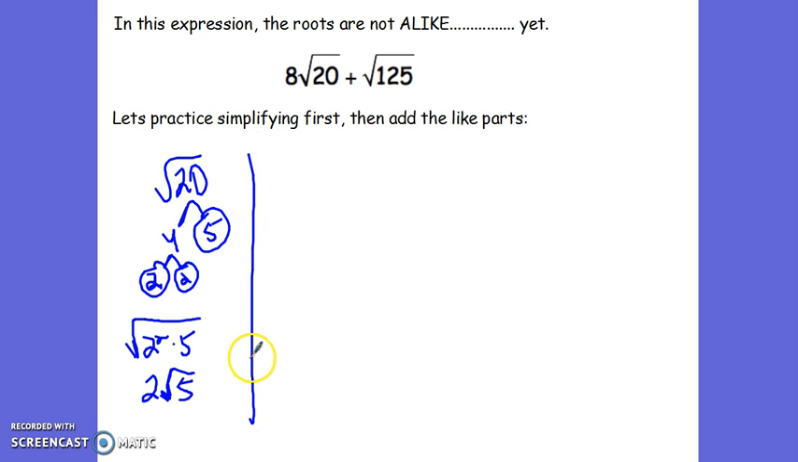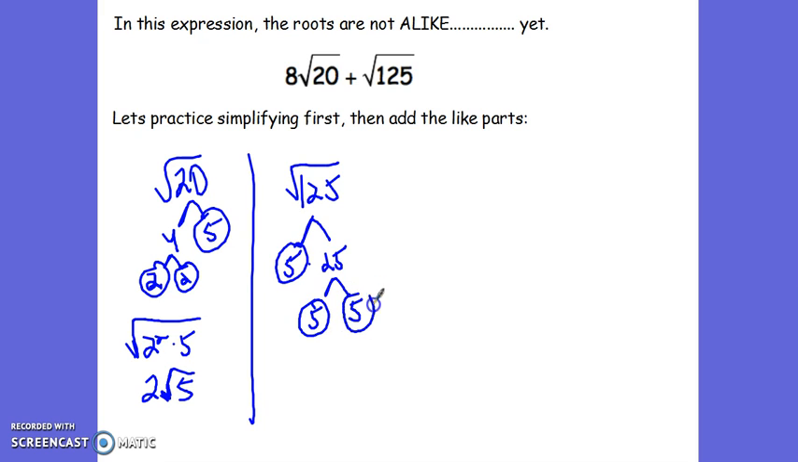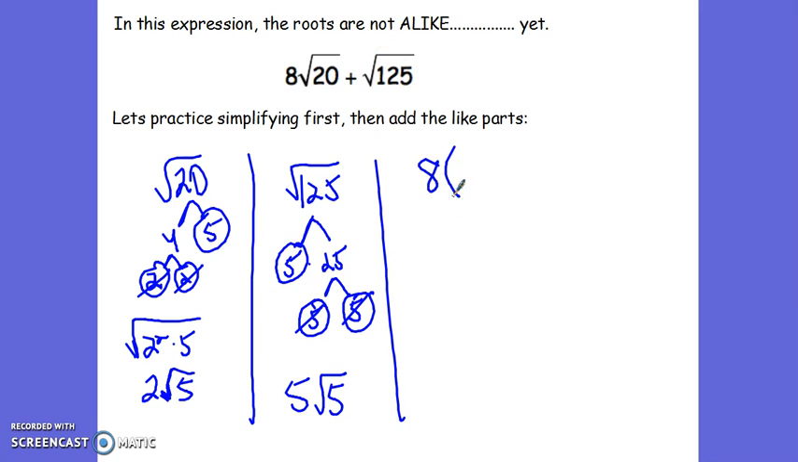Now, 125, we can do the same thing. 125 can break into 5 and a 25, 5 being prime, and 25, again, is another couple of 5s, which means, again, partners end up on the outside. So if I take 2 of those 5s, that's going to end up outside, and my leftover 5 ends up underneath.